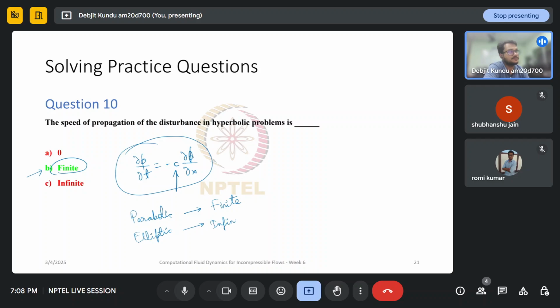So any change you make at any location in a domain, let's say if this is your domain, you decided you'll make some change here, then the solution in the entire domain will change because of that one small change, and that will change immediately. Immediate change means what? That the speed of propagation of that disturbance which you created was infinite. Okay. Any questions on this?